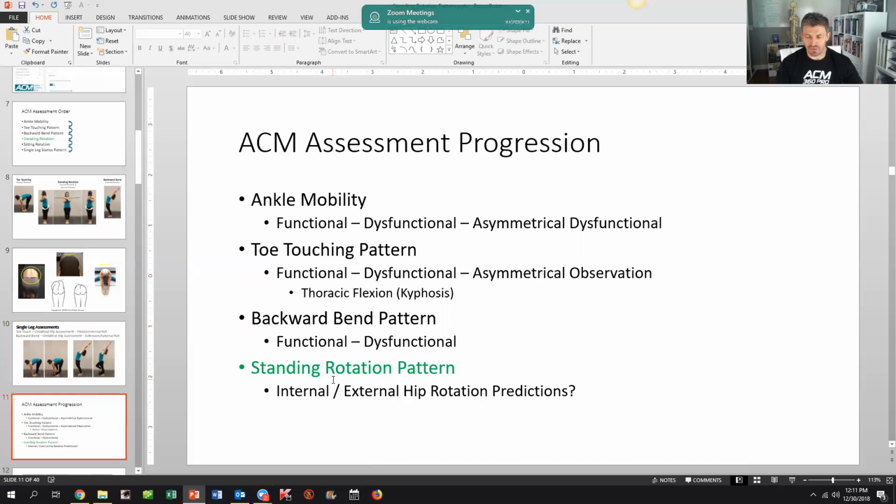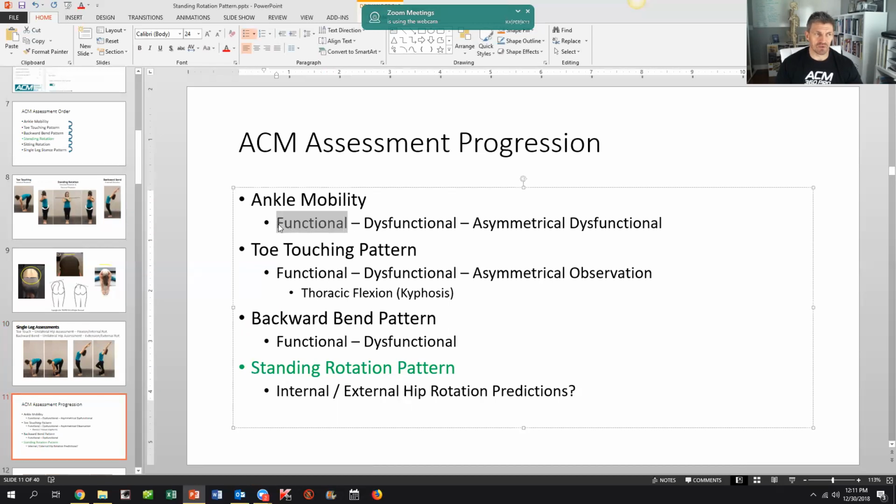And again, if you do, then that gives you some more insights as to what could be going on. But very rarely will we find a functional ankle mobility, a functional toe touching, a functional backward bend, and then find some kind of asymmetrical dysfunction in the standing rotation. But if you do find dysfunction or asymmetrical dysfunction in ankle mobility, toe touch, and backward bend, then you're going to probably start seeing it in the standing rotation pattern.